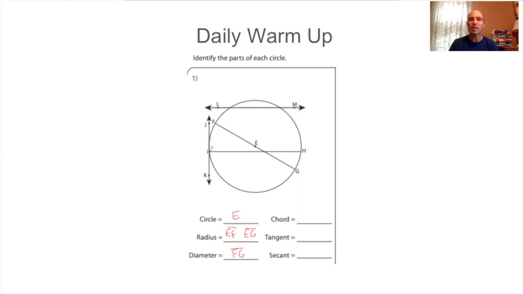And then the chord. Now, a chord is basically any segment whose endpoints are on the circle. So actually, a diameter is, in fact, a chord. You get a couple examples here. Segment HI is a chord, but also you could say segment FG is also a chord. So it's a diameter, but it's still a chord. Tangent is the line that just intersects the circle at one point. So we could say that line JK is a tangent. And then secant is a line that intersects the circle at 2 points. So you could say that LM is the secant.